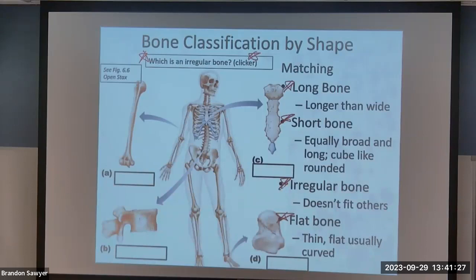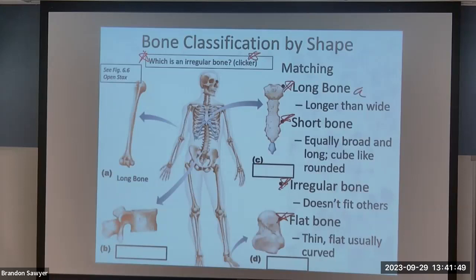All right, I'll leave it open for another sec here, but about 75% of you are saying B is our irregular bone there. And what kind of bone is that? What do you call that one? Vertebrae, for sure. You guys know that one. Okay. Well then what's A? Which one did you say A was? Long bone, for sure. Okay.